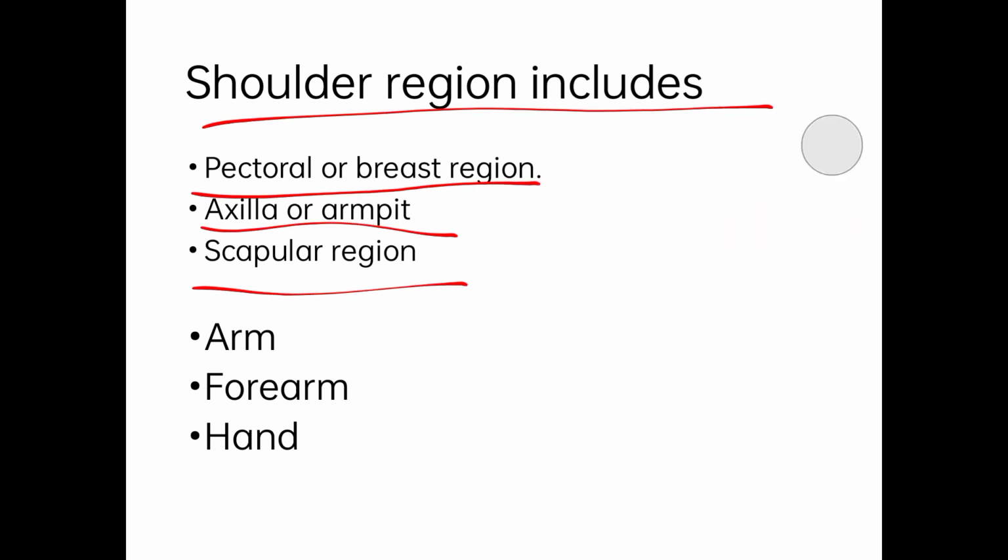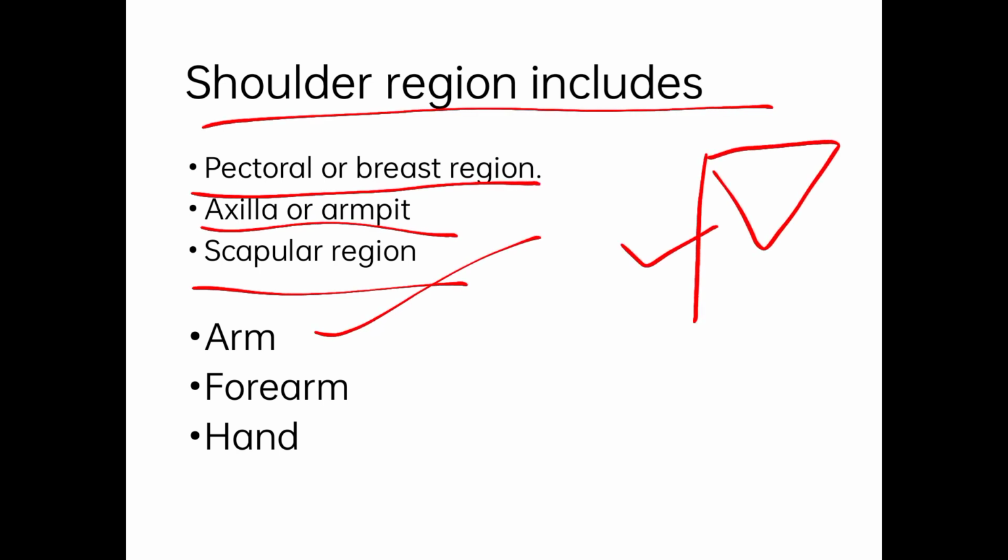Moving further to arm. Arm extends from the shoulder to the elbow. The bone of the arm is humerus. Alright, this is scapula, this is humerus. The joint formed over here is shoulder joint. The upper end of the humerus meets the scapula and forms the shoulder joint. The shoulder joint permits movement of the arm.